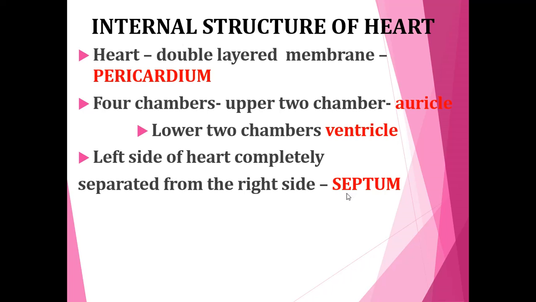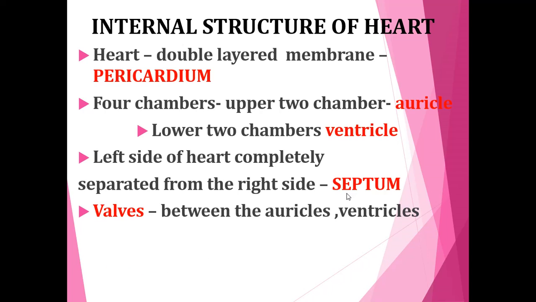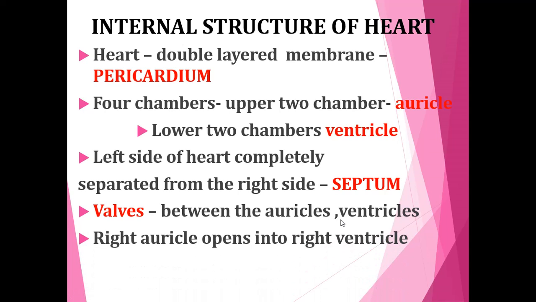So the septum is the partition which separates the left side of the heart from the right side and prevents the mixing of oxygenated blood with deoxygenated blood. Then there is a valve. In the heart there is a valve present between the auricle and ventricle on each side. The right auricle opens into the right ventricle and the left auricle opens into the left ventricle.